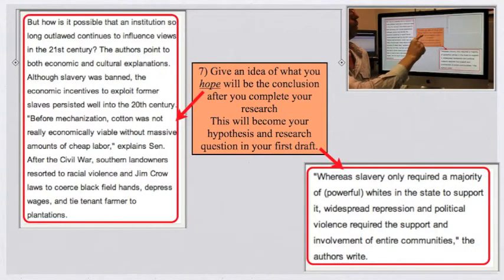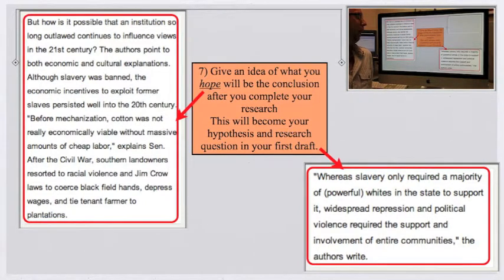Give an idea of what you hope will be the conclusion after you complete your research. This will become your hypothesis and research questions. I really want you to focus on this. This is a fascinating study. But how is it possible that an institution so long outlawed continues to influence views in the 21st century? This is the author's hypothesis, which was borne out and supported. The author points to both economic and cultural explanations.